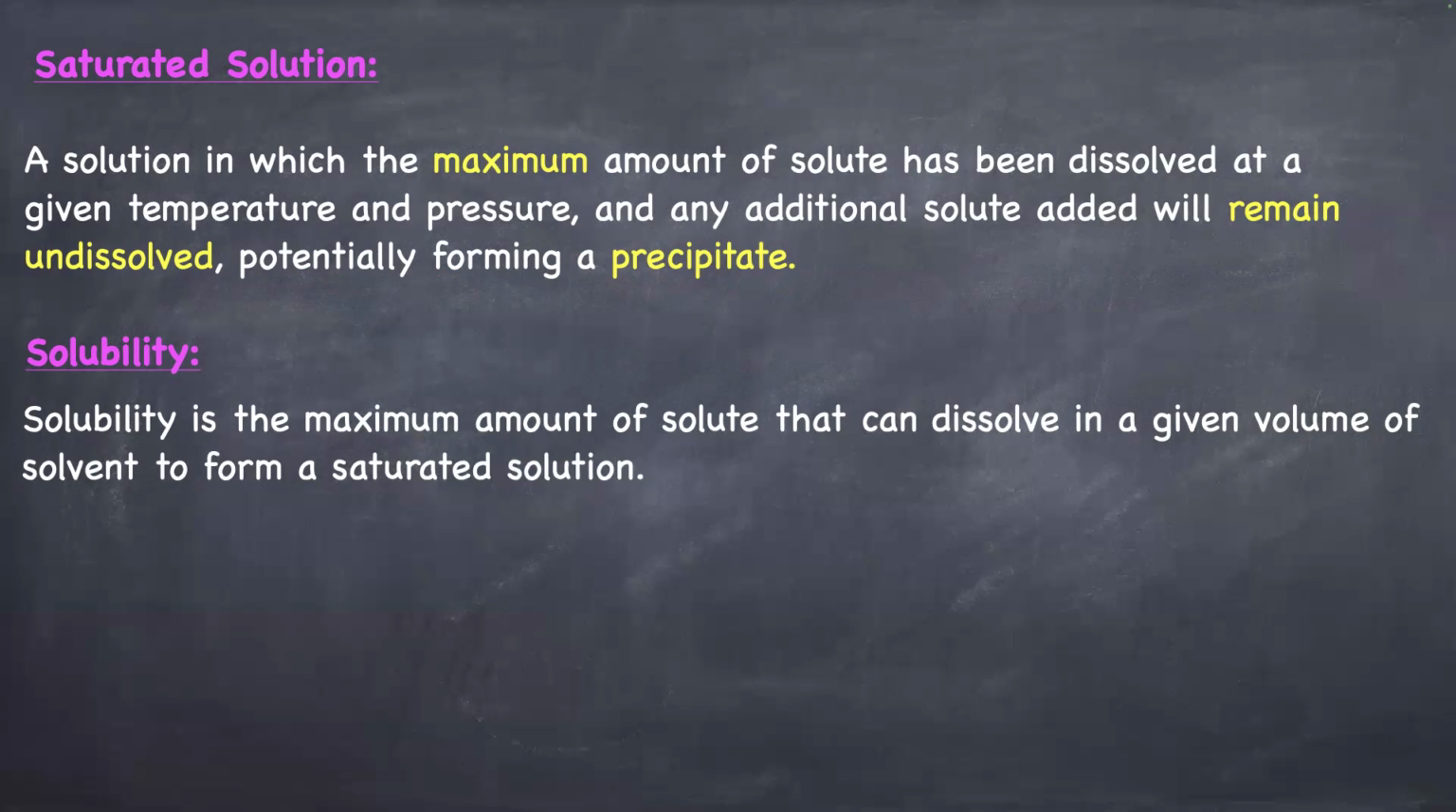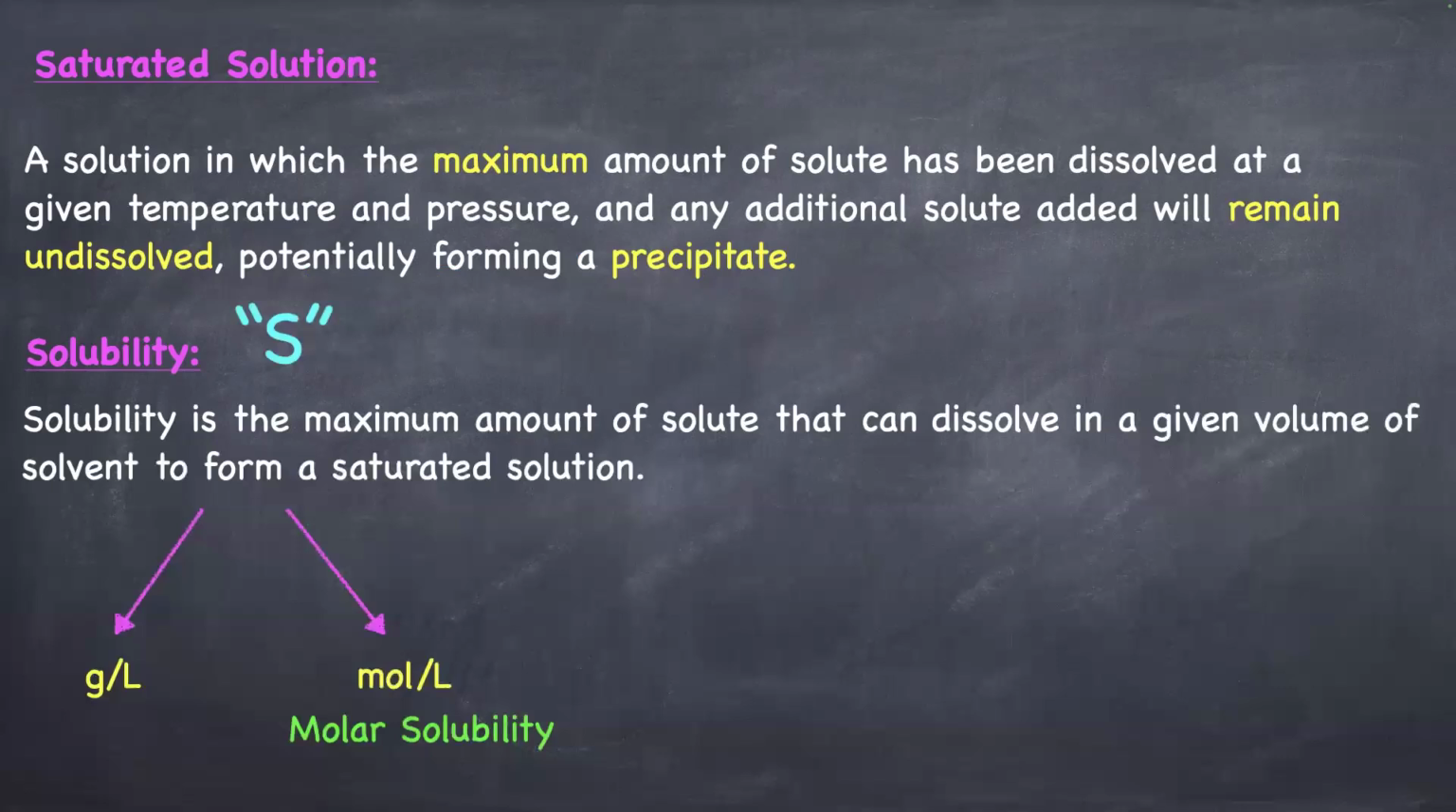So solubility can be found in two units. Either you can find it in grams per liter or you can find it in moles per liter. If you find it in moles per liter, it's also called molar solubility. And for my calculations here, I'm going to be using the symbol S for solubility. Some textbooks or some teachers might use X for solubility. For me, I think it's better to use S just because the letters match and hopefully it will remind you that you're actually trying to solve for solubility.